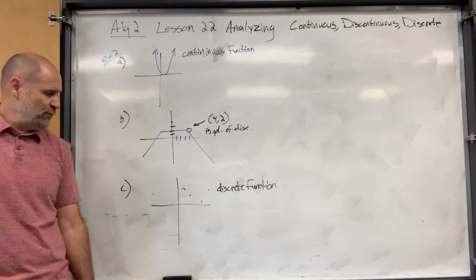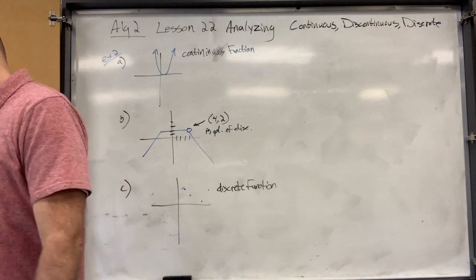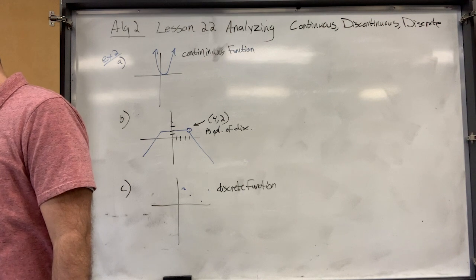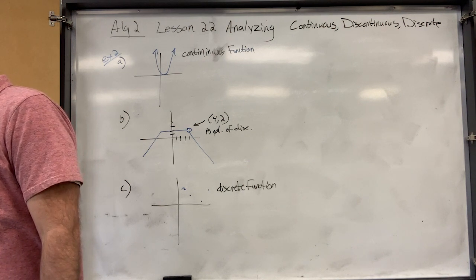There's only 4 points and it doesn't look like the vertical line test will do anything weird. Okay? We're gonna say it's a function.